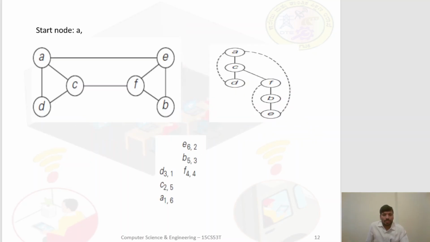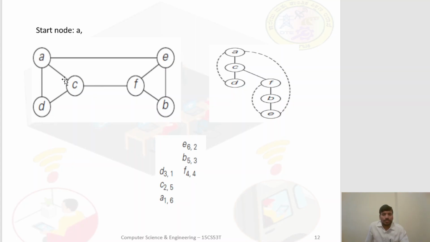Let me take an example. Here is a given graph: A, C, D, E, F, B. We take the starting node as A and keep on visiting until the branch is exhausted. So if I start from A, where should I visit first? I should visit first by selecting either C or E or D.